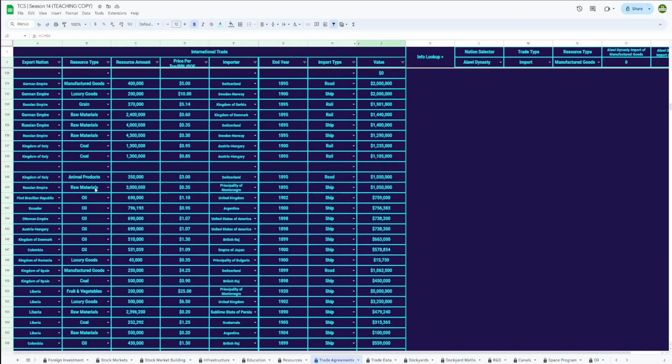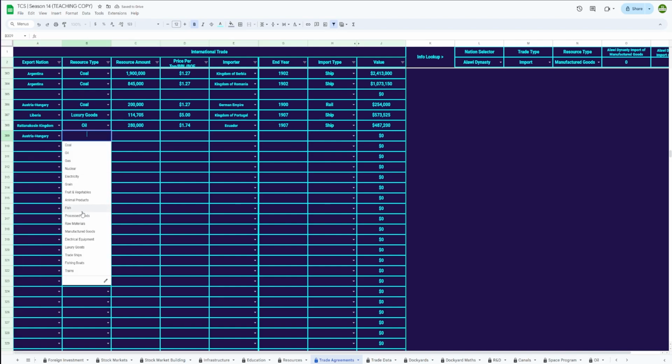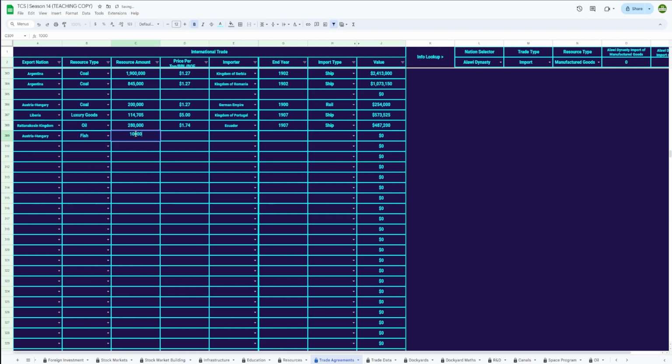If we scroll down, we can see how you actually create a trade agreement. You go down to the bottom here where it's empty, and you just fill in the information. Say Austria wants to export some fish in the amount of 100,000 at $2 per fish to Ecuador until 1953 via ship. There we are. It'd be a value of 200,000 going between them each year, and it just sits on the trade agreements tab and then automatically takes effect. That is how simple that is. That is how you trade.